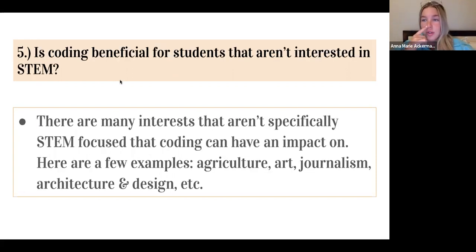Is coding beneficial for students that don't have an interest in STEM? That's another common question. There are many interests that are not STEM focused that coding has an impact on. A few career examples: agriculture, art, journalism, architecture, etc. Agriculture, we think of farming. There's a specific algorithm for how to grow crops. Art, definitely drawing and all that type of stuff. Journalism, architecture, and design. So that's the top FAQ questions.